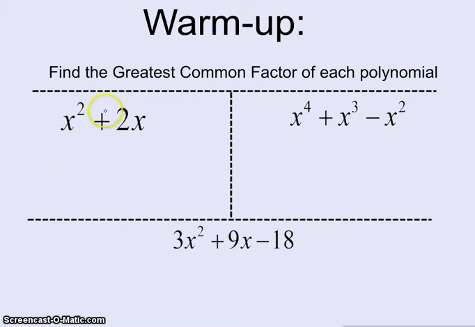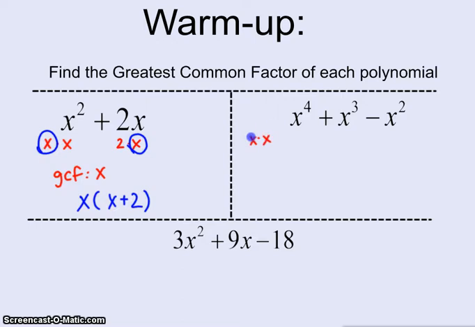Alright, so remember that by doing the GCF, what you need to do is break it down into prime factorization. So what I notice here is that the GCF is going to be x, because both x squared and 2x share an x. If I were to factor this out, this would be x times x plus 2.